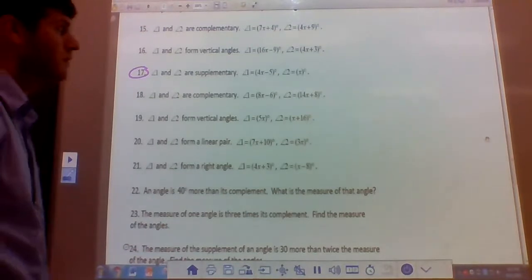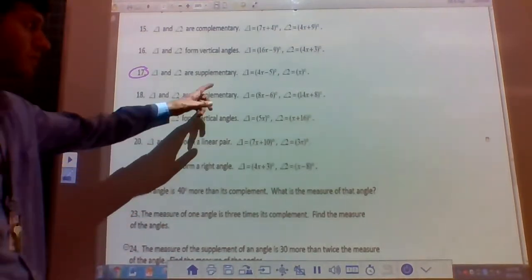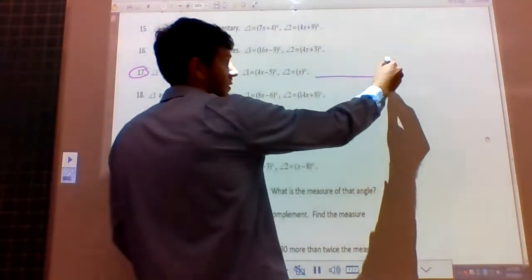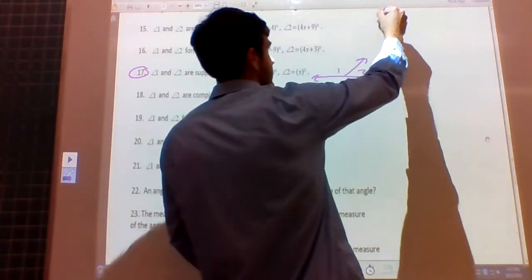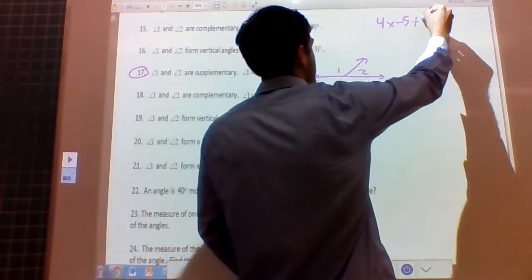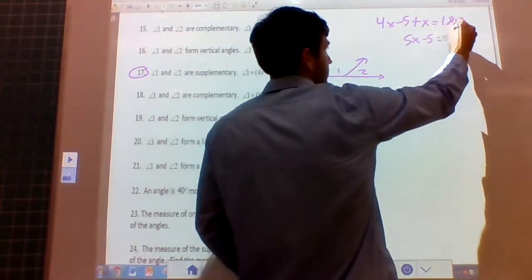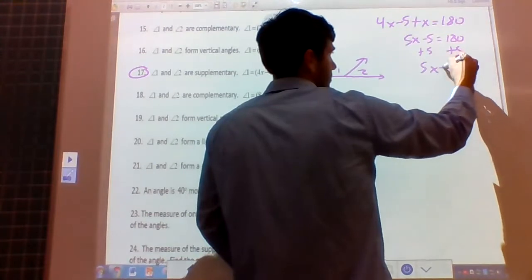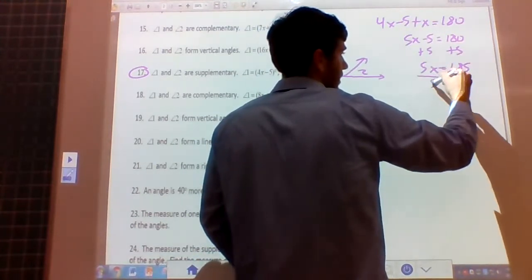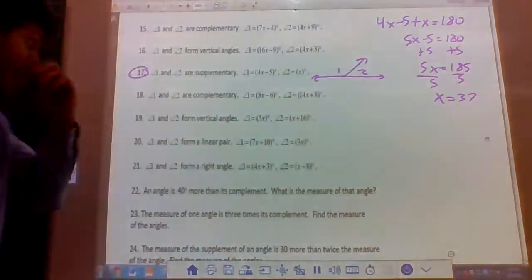17. So the supplementary angles are two or more angles that add up to 180 degrees. So we can imagine them as a linear pair. Okay, so 4x minus 5 plus x equals 180 degrees. That's 5x minus 5. So that's 5x equals 185. And we divide by 5 and we get x equals 37. And we can substitute that back in.